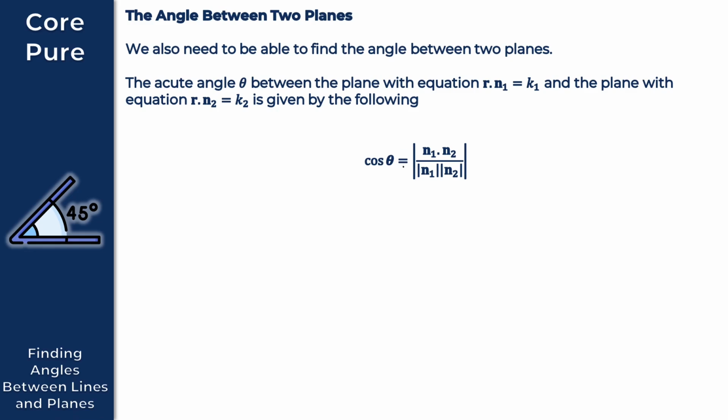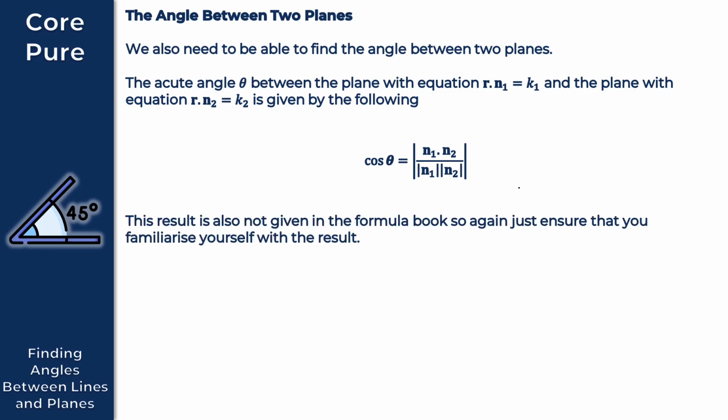So cos theta is equal to the modulus of n1 dot n2 all over the modulus of n1 multiplied by the modulus of n2. Now again, just as we saw for the angle between a line and a plane, this result is unfortunately not given in the formula book. So again, it's something you need to learn and memorize and familiarize yourself with. But there we have it. We don't really need to say too much more about finding the angle between two planes, or the angle between a line and a plane. I think the best way to demonstrate these concepts is to take a look at some examples.